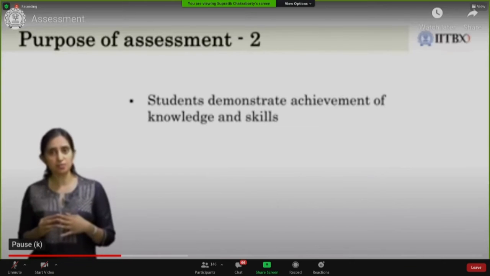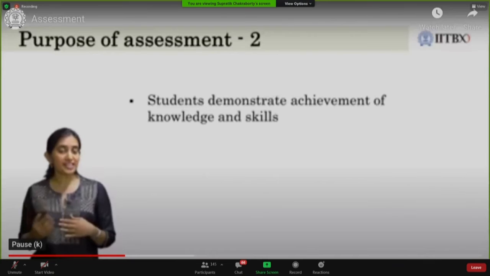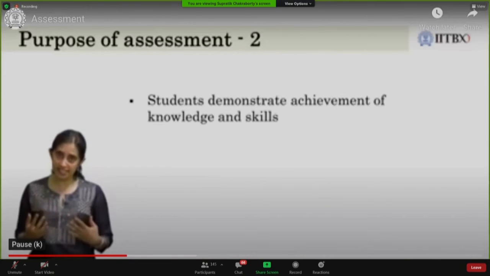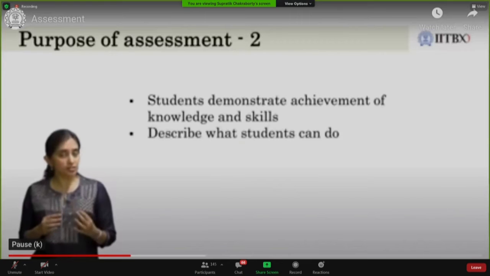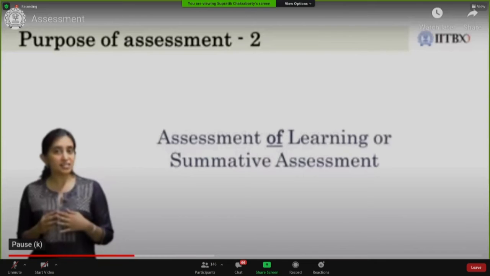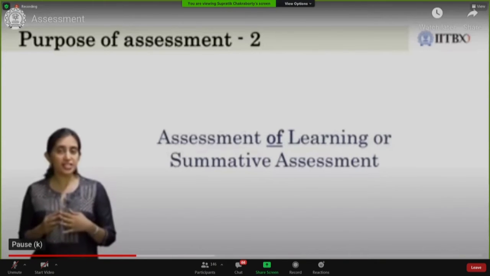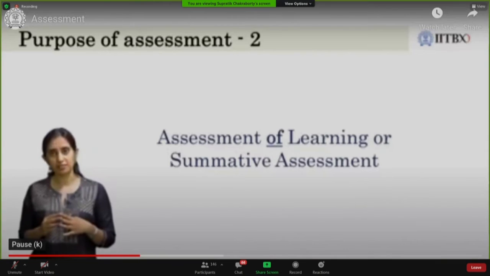Another reason we do assessment as instructors is so that students can demonstrate the achievement of their knowledge and skills. Such assessments describe what a student is able to do and what we value in a course. Assessment for such a purpose is called assessment of learning or summative assessment.